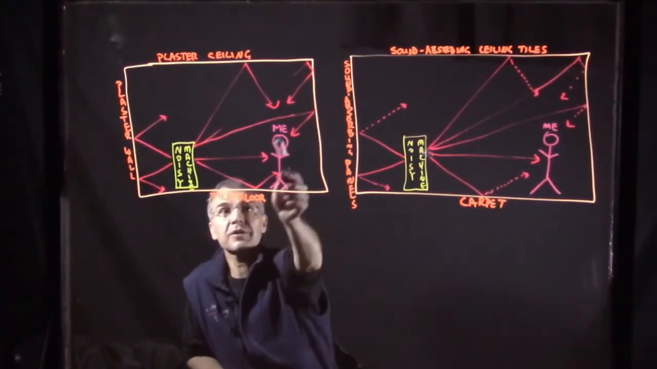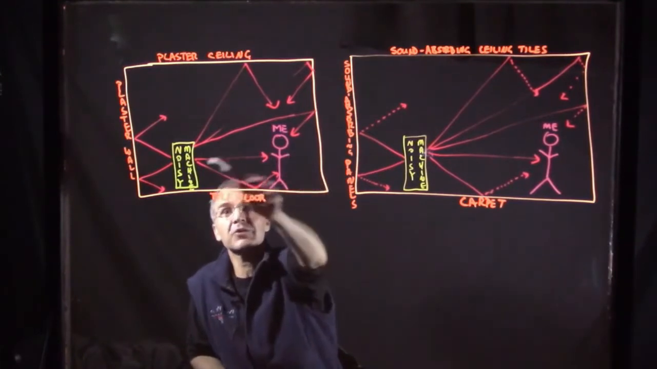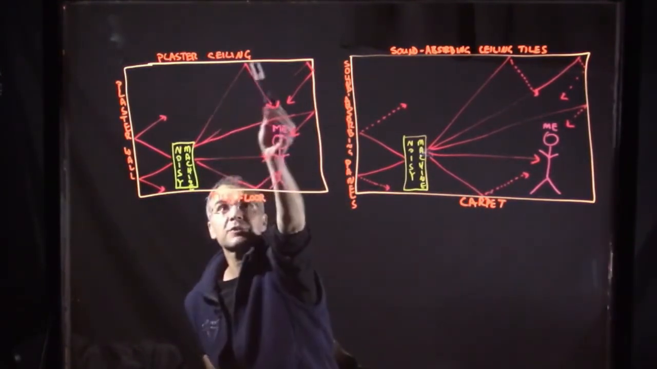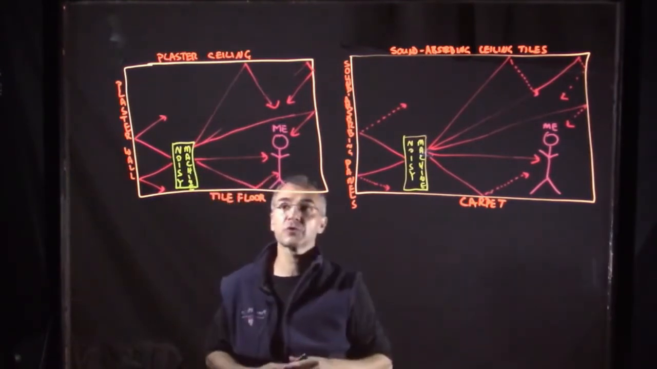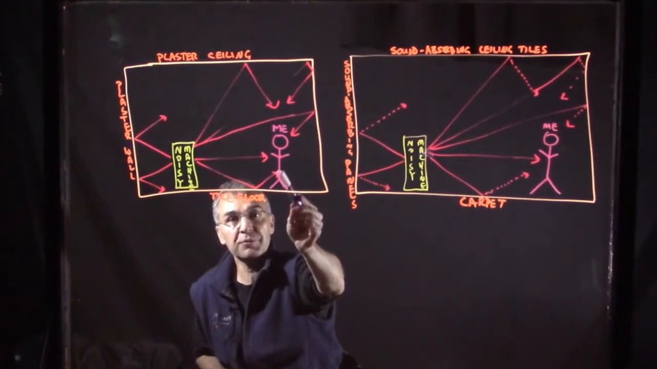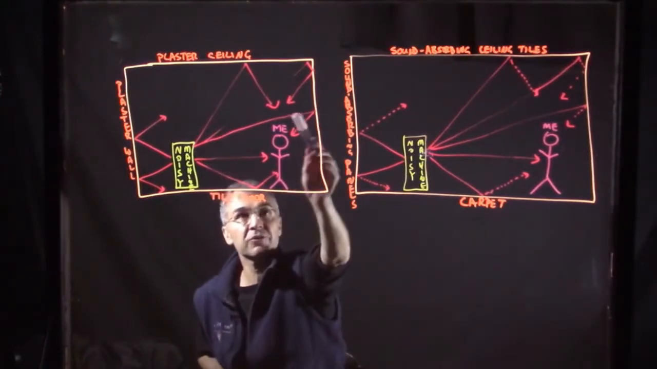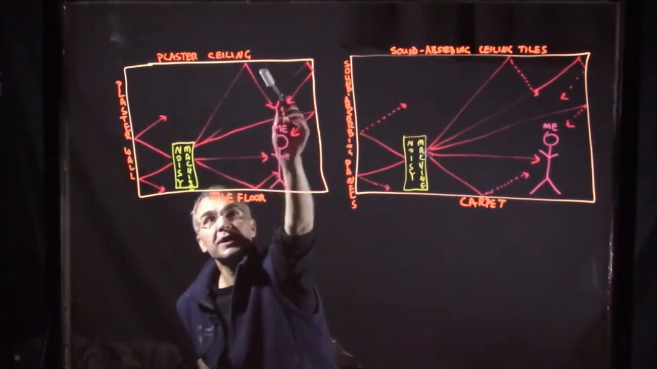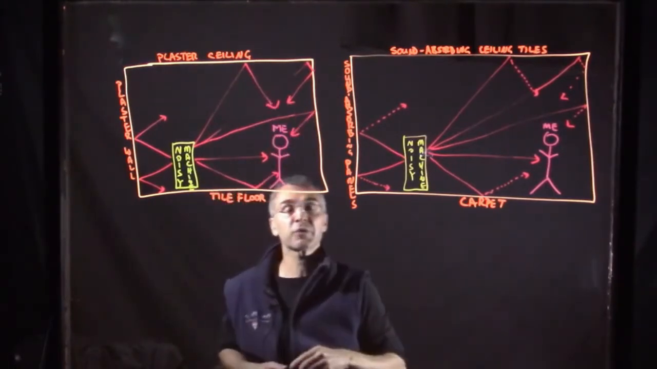Imagine here I am, and I'm sharing a space with a very noisy machine. These are two copies of the same scenario, except in this case, I have a plaster ceiling, plaster wall, tile floor. So not only do I get the direct sound from the machine, the sound bounces off the floor and comes toward me without really being attenuated at all. The sound bounces off the wall behind me, it comes back at me without really being attenuated at all. The sound bounces around the room this way, the sound bounces off the ceiling and it comes toward me without really being attenuated at all.